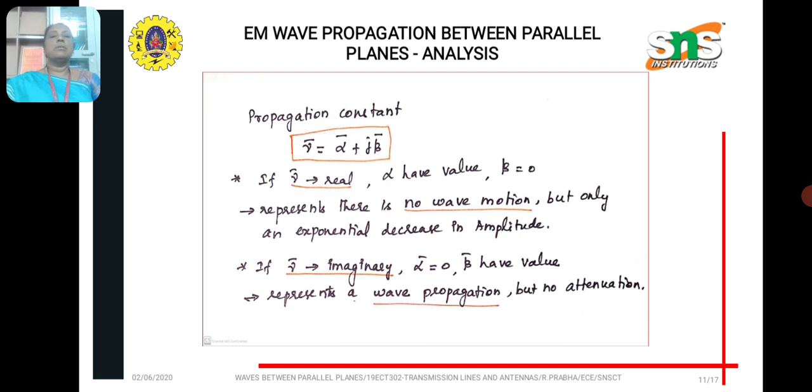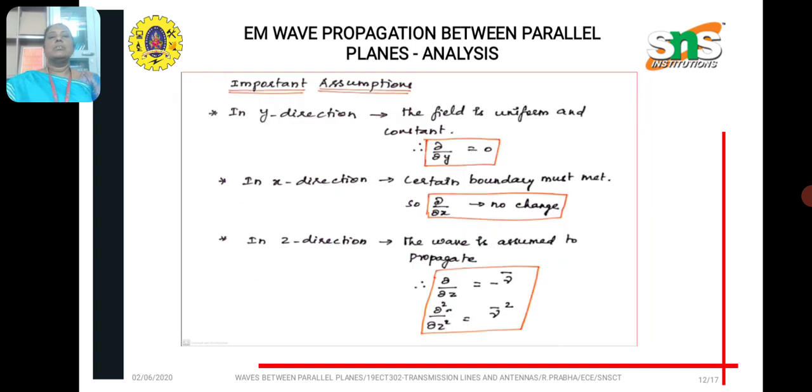The propagation constant, we know it is a complex quantity. It is alpha plus j beta. If gamma is real, we know alpha has value but beta is equal to 0. This represents there is no wave motion because the phase constant is 0, but only an exponential decrease in amplitude because we have the attenuation constant. Suppose if we take gamma is imaginary, this represents alpha 0, that is no attenuation. Since beta has value, we have wave propagation. So for wave propagation we have to choose the second condition, because the second condition represents the wave propagation without any attenuation.